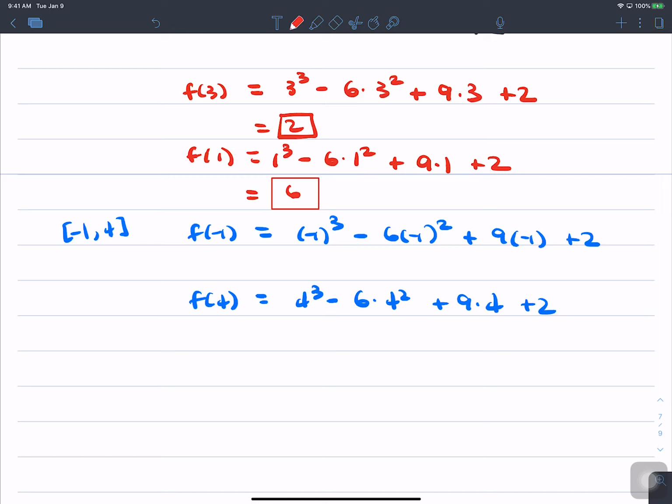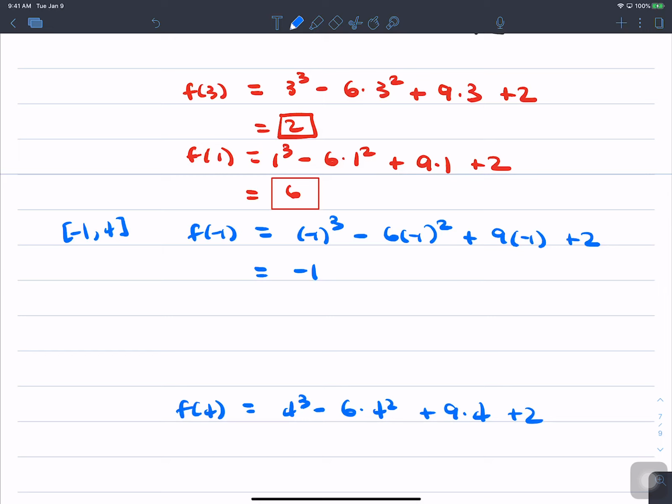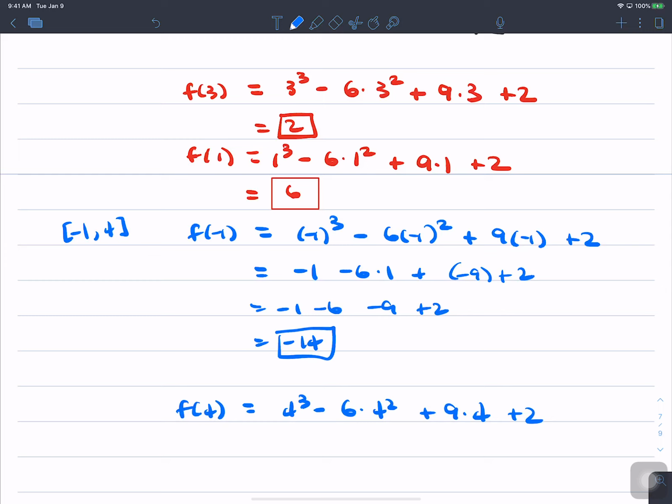How about if I do this? I'm going to do this here for you guys. Arithmetic is a lot easier to do. It's negative 1 minus 6 times 1 plus negative 9 plus 2. Negative 1 minus 6 minus 9 plus 2. So that's negative 16. That's going to be a negative 14. Double check my arithmetic.